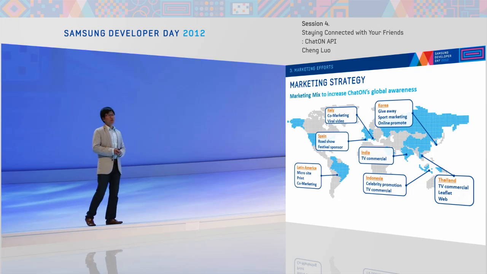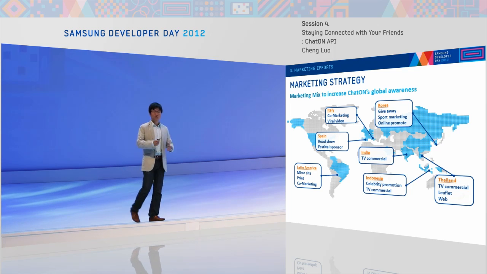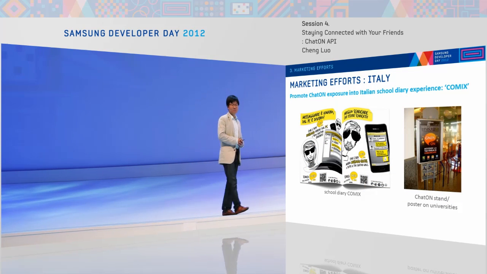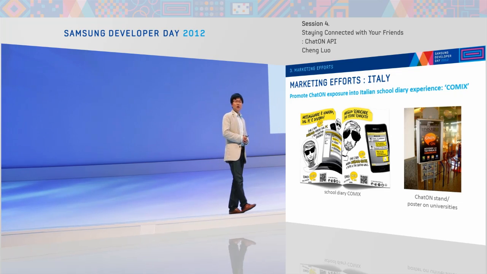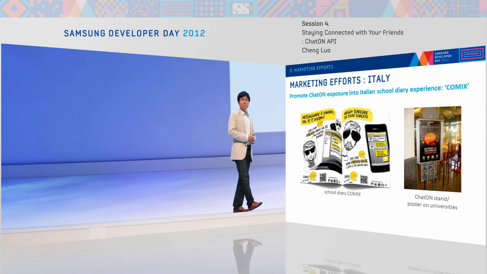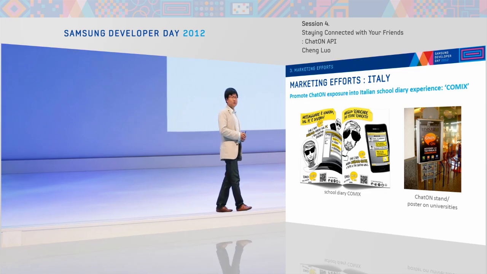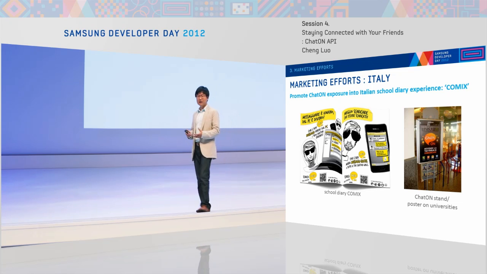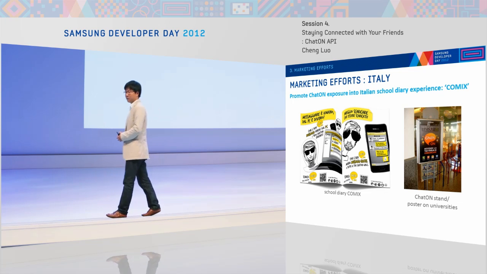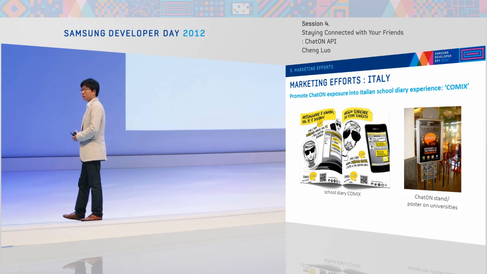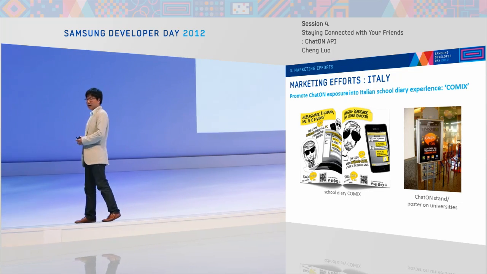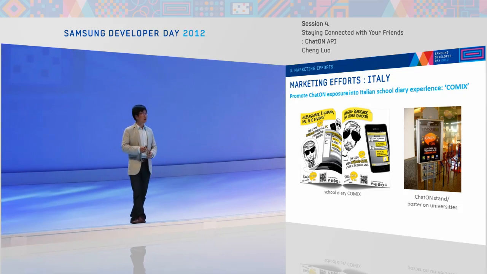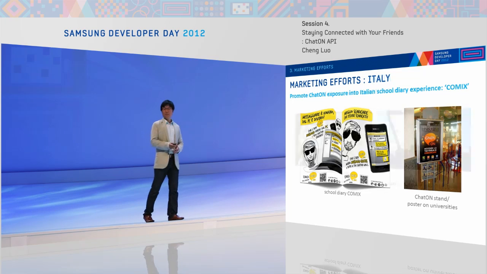For example, in Italy, we are co-marketing with some stores to promote the ChatON service. Let me give you some more examples. So here is Italy. We cooperate with a company called Mixed, which provides diaries to all the major Italian universities. Students are using those diaries every day. Imagine when they open the diary, they will see a ChatON promotion message on the diary. That's how big you can imagine your ChatON service audience will be. And also we installed some pop-up stands in the university, so every day the university will see there's a ChatON service. That's the promotion we did in Italy.